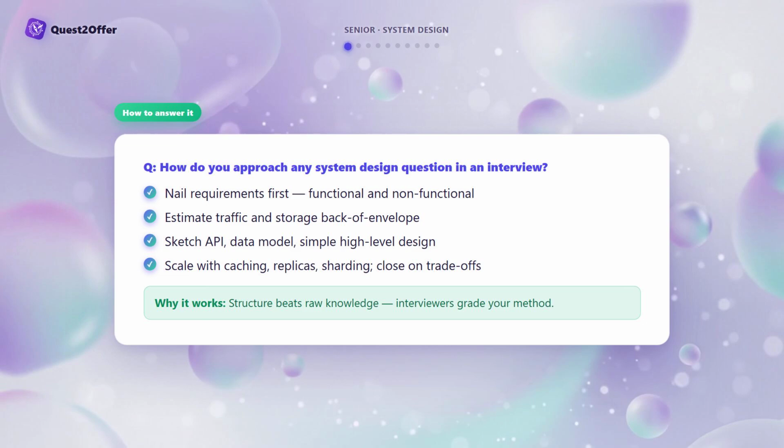Draw a simple high-level design. And only after that, scale it with caching, replicas, and sharding. Close with trade-offs and bottlenecks. Structure beats raw knowledge here.